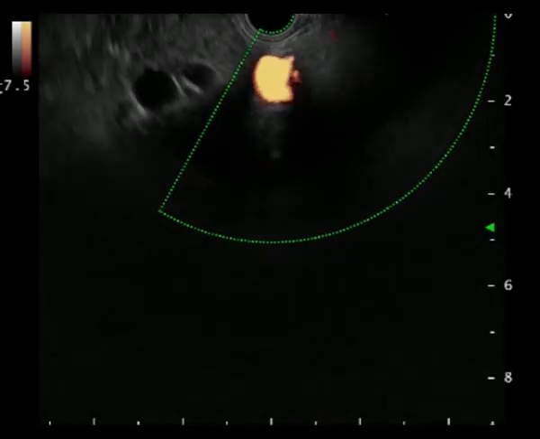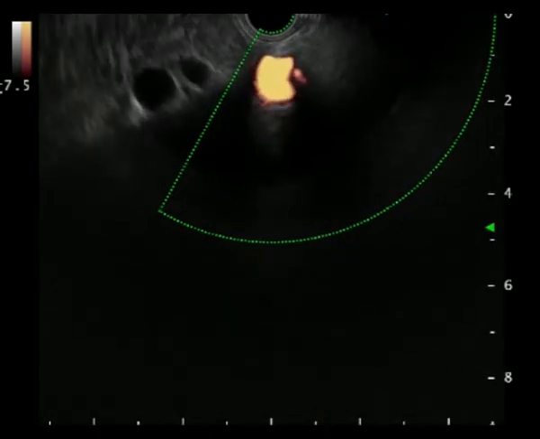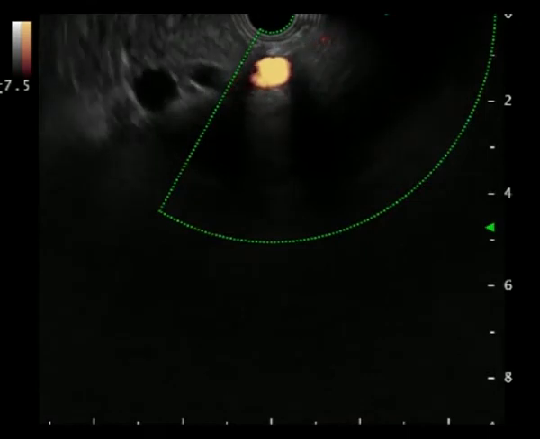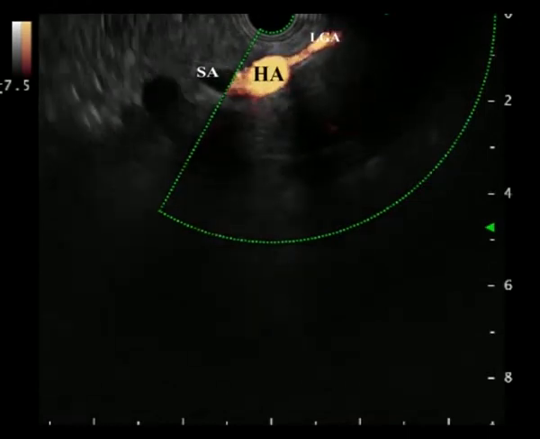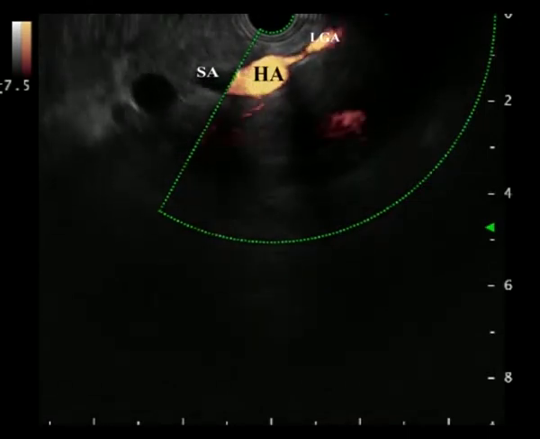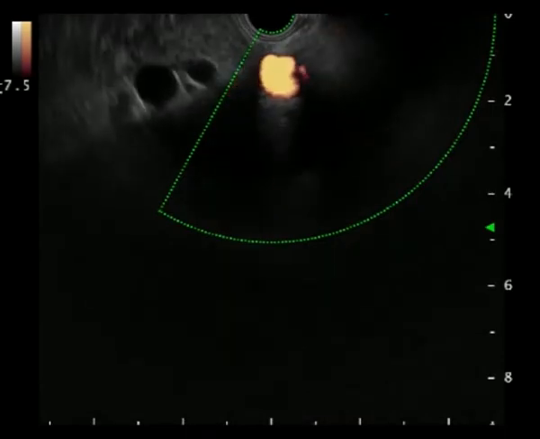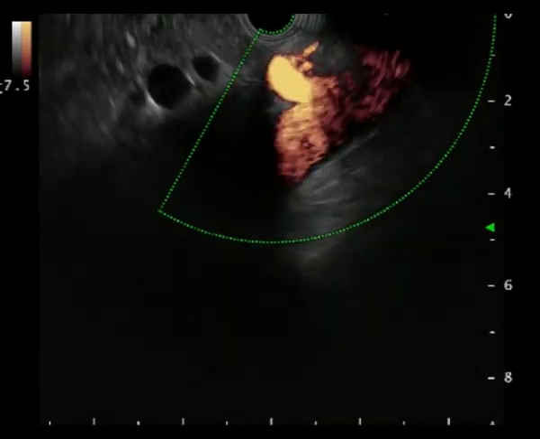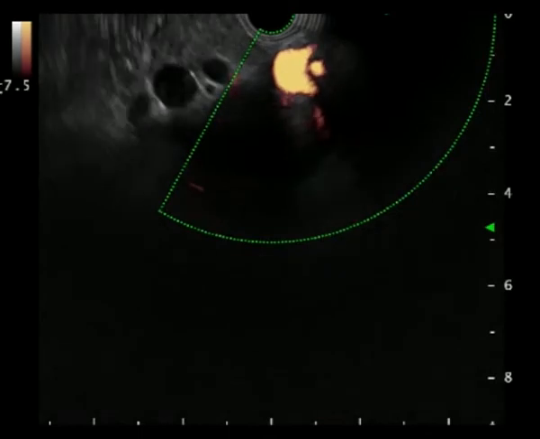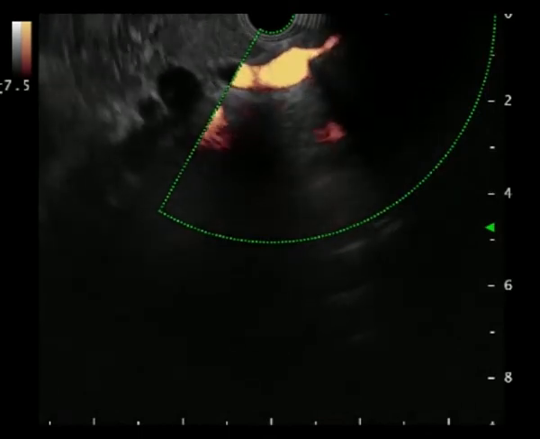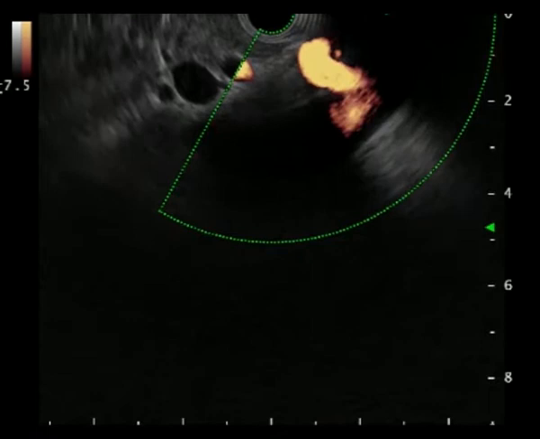When the scope was rotated slightly counterclockwise, the branches of the celiac artery appeared. The left gastric artery at the top right of the screen, the splenic artery at the upper left corner, and the proximal segment of the common hepatic artery. Parts of the pancreatic parenchyma and the splenic vein could also be seen.